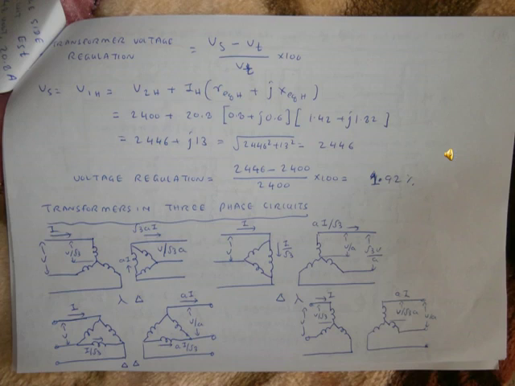Now, moving on to transformer voltage regulation. In this example, V2H is 2400, IH is 20.8 multiplied by 0.8 plus j0.6, and R equivalent H and X equivalent H are 1.42 plus j1.82. The answer is 2446 plus j13.